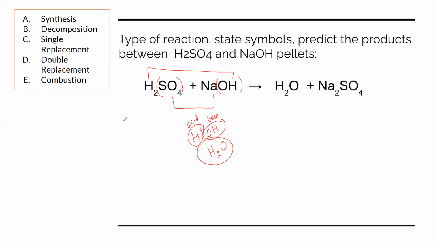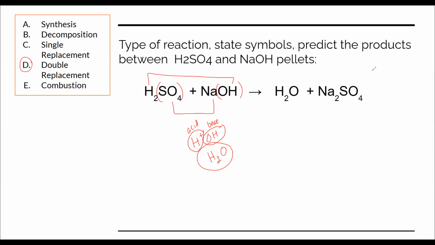Neutralization reaction always gives you a water and a salt. In this case, our salt is sodium sulfate. So type of reaction, double replacement, but specifically acid, base, or neutralization. State symbols predict the products. Okay, so the only thing we have left to do is predict the products.